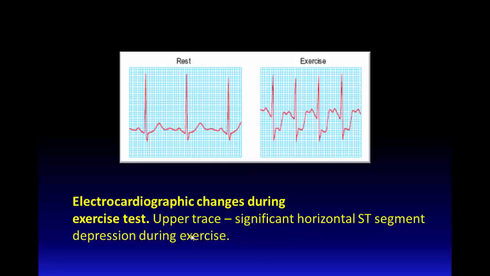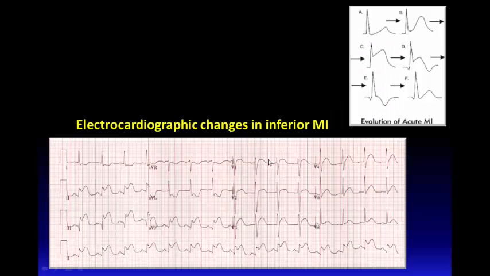Here we have the ECG changes which we see during exercise in a patient with coronary artery disease resulting in myocardial ischemia. So at rest, there are no noticeable ECG changes. However, when this patient undergoes exercise ECG, there is significant horizontal ST segment depression. These patients with coronary artery disease are also very prone to develop myocardial infarction.